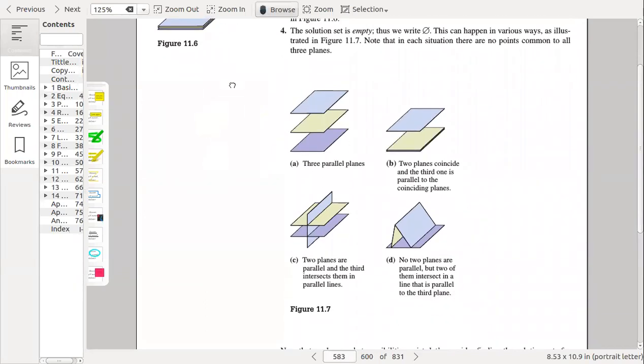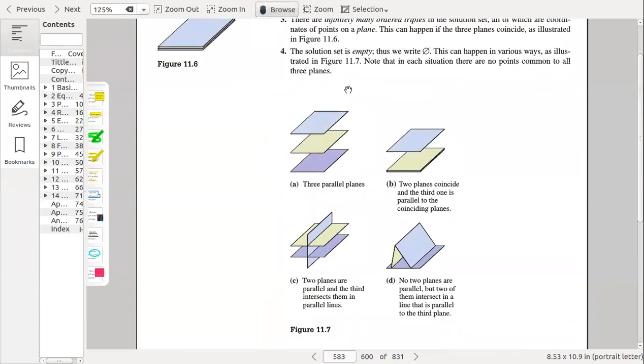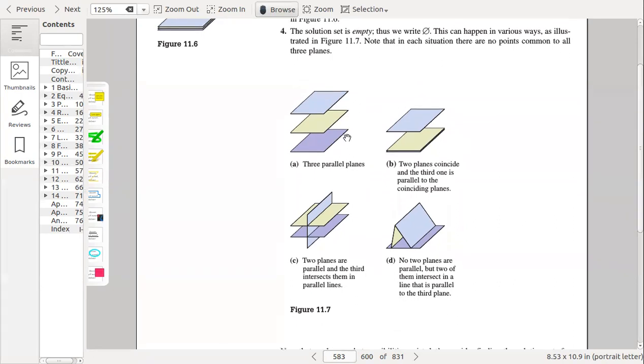And the fourth possibility is that the solution set is empty. Okay, thus we write it with phi. This can happen in various ways as illustrated in figure 11.7. Note that in each situation there are no points common to all three planes. So because in figure A there are three parallel planes, they cannot intersect each other. That is why the solution set is empty.